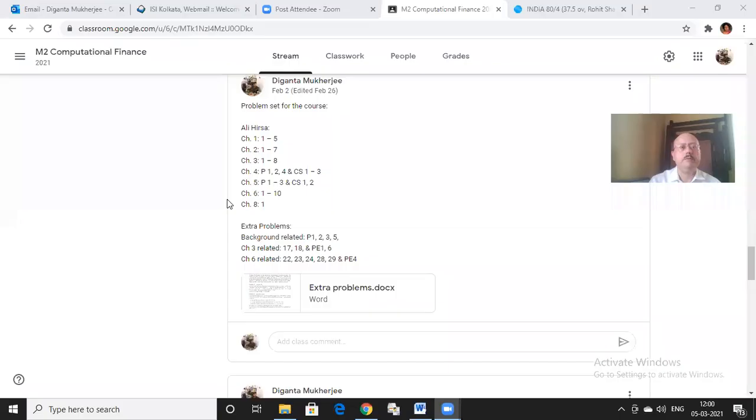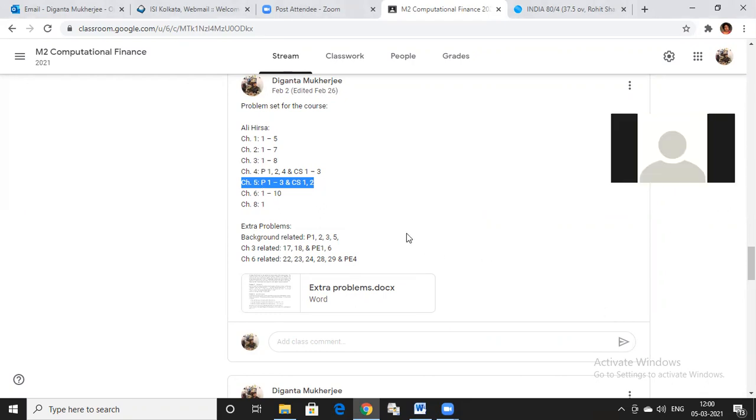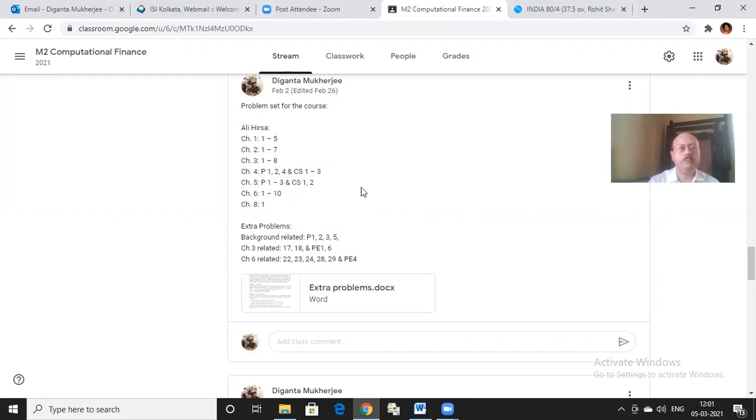Also, now that we are at the end of chapter 5, well, not at the end, but whatever I wanted to cover from chapter 5, these are the relevant problems from chapter 5. You can see on the screen now. Can you see it? Yes, sir. Yeah, so problems 1, 2, and 3, and case studies 1 and 2. That's what I want you to do from chapter 5. Right, so that brings us to the end of chapter 5.